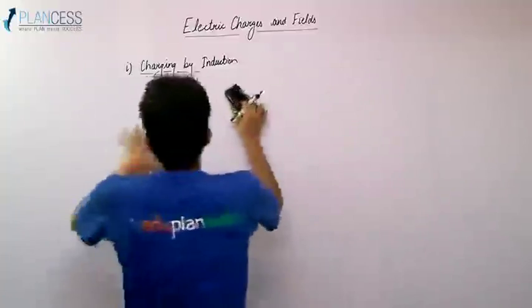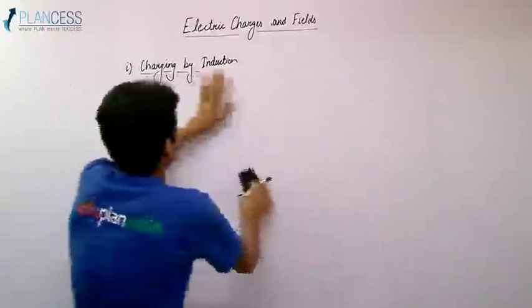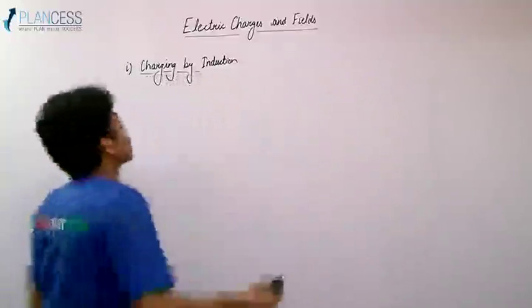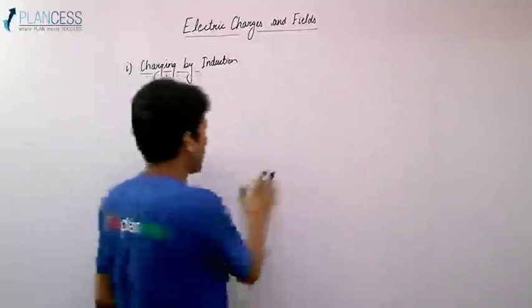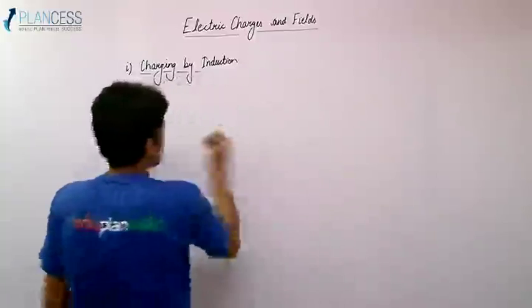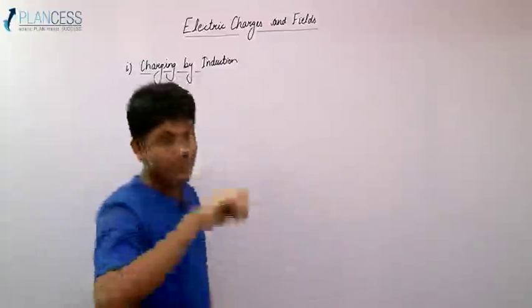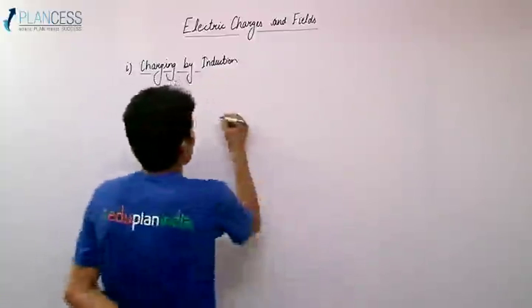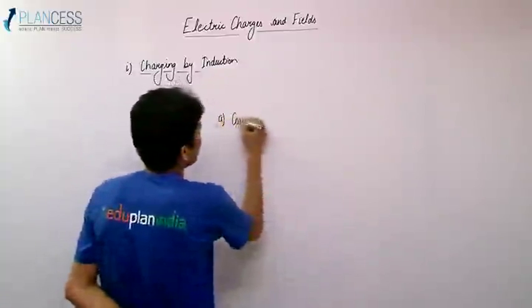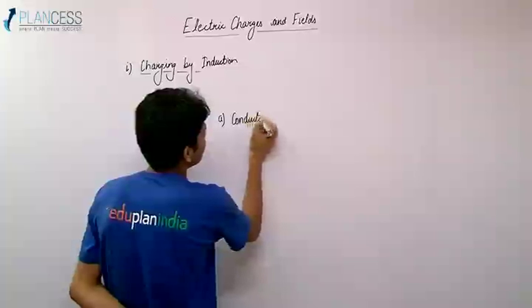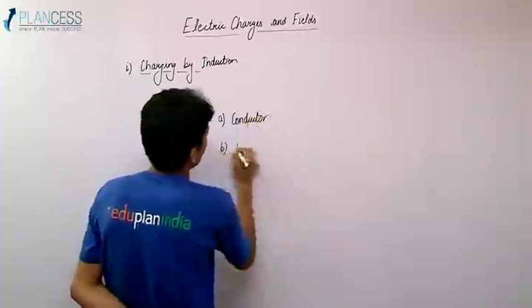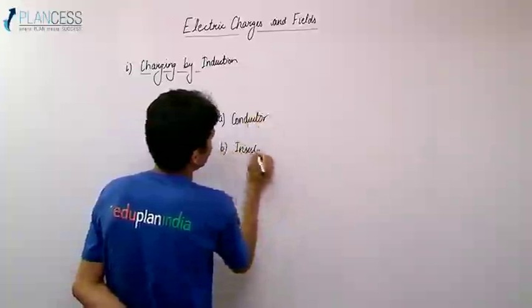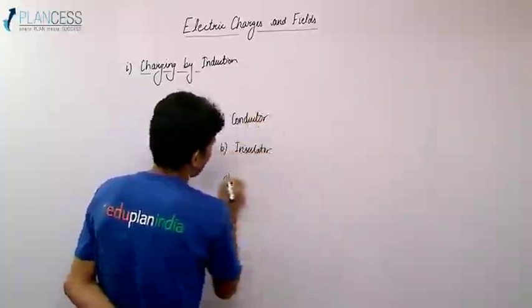Now before explaining any further ways of charging a body, let's study some properties of matter. The matter that exists in nature is basically of three types: A, conductor; B, insulator; and C, semiconductor.